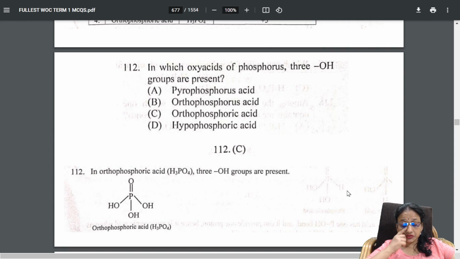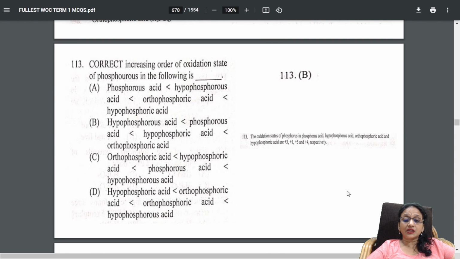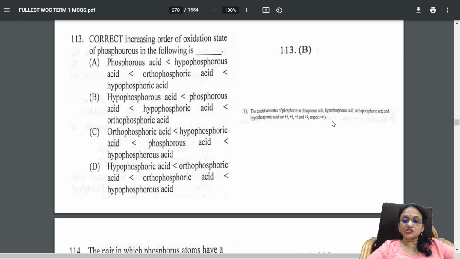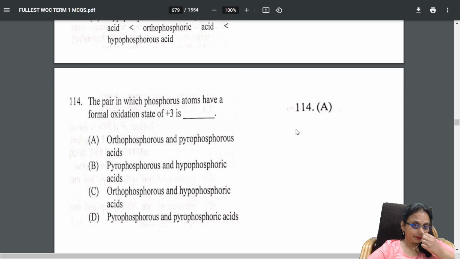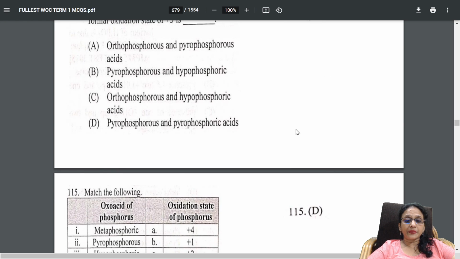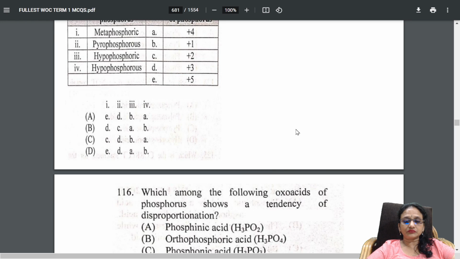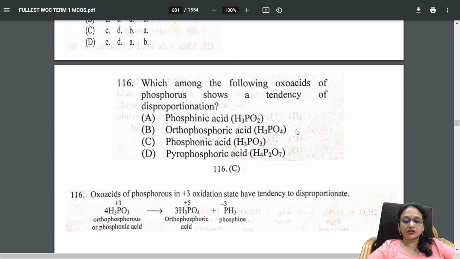Oxyacids of phosphorus. This is there for your state board and CBSE, state board and ICSE. These are the questions of phosphorus. Reason also is given here. So the pair in which phosphorus atom has oxidation state of +3. Then oxoacids of phosphorus in the form of match the following, and oxoacids of phosphorus disproportionation reaction where the same substance undergoes oxidation and reduction.